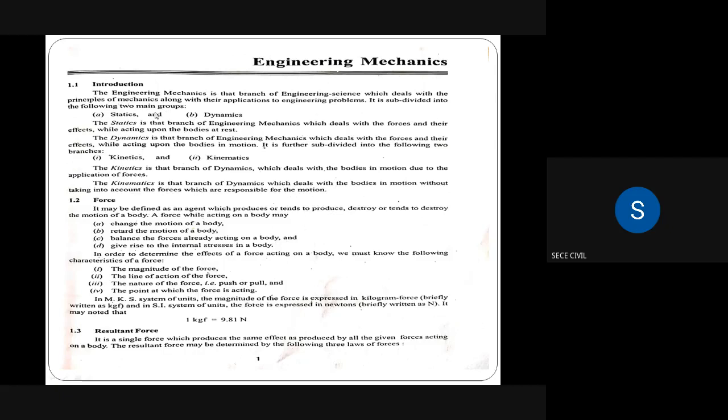So far we saw engineering mechanics. What is engineering mechanics, or define engineering mechanics? Engineering mechanics is further divided into two groups: statics and dynamics. We learned what statics and dynamics are. Dynamics is further subdivided into kinetics and kinematics, and we learned what kinetics and kinematics are. Statics, dynamics, kinetics and kinematics are all branches of engineering mechanics only.